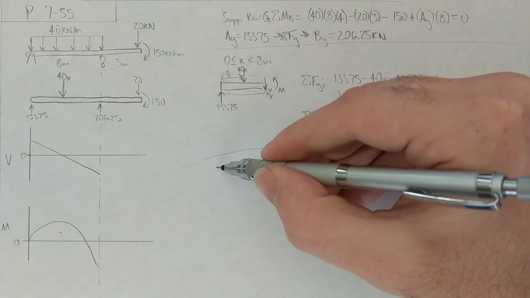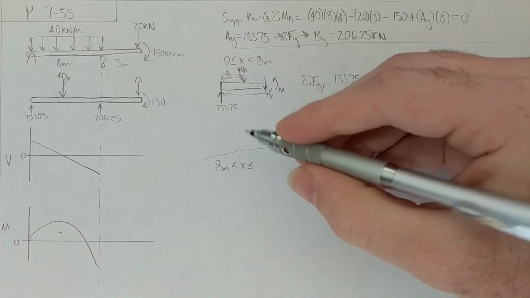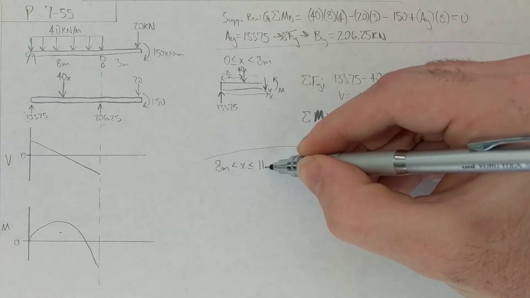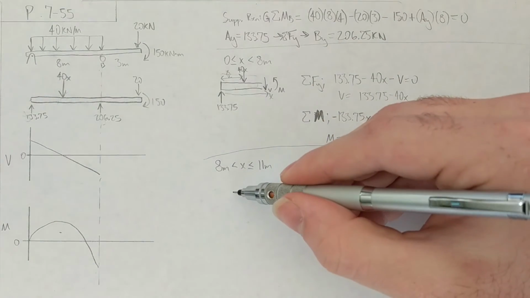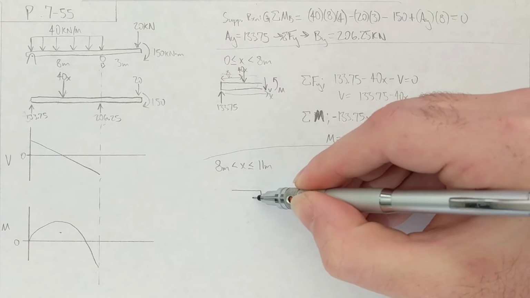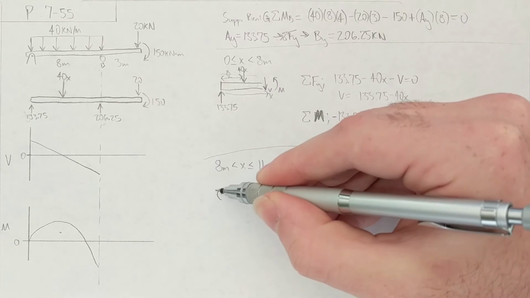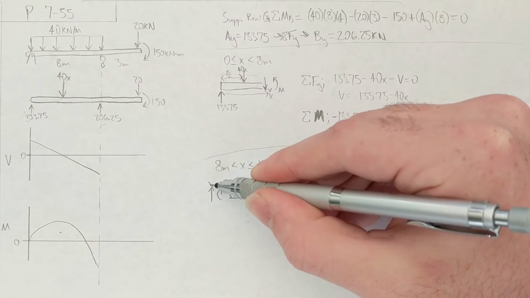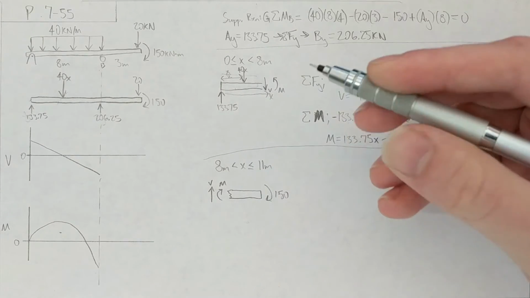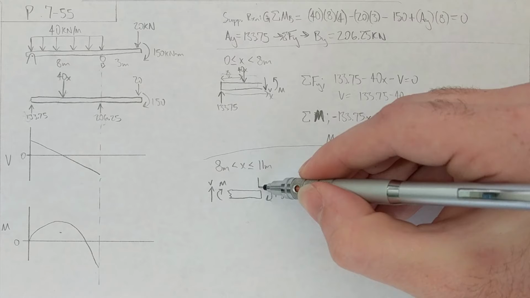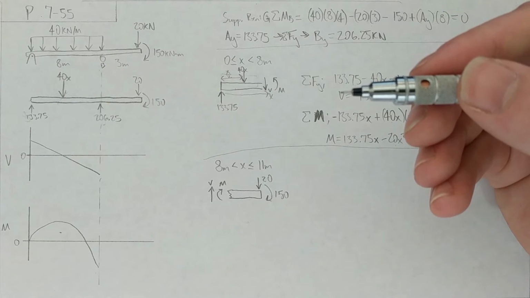Next, we have 8 meters is less than x, which is less than or equal to 11 meters. Okay, and this one we're going to do the thing we did last time where we go from the other end. So we're going to have our M here and our shear. Okay, and then we've got our 150 and our 20. Is that everything? I think that's everything.